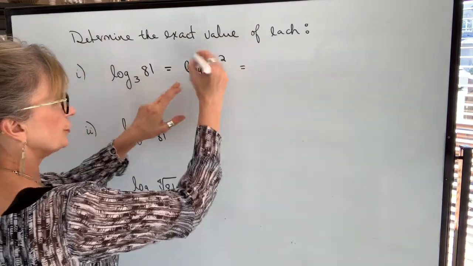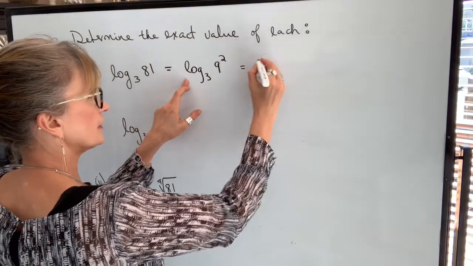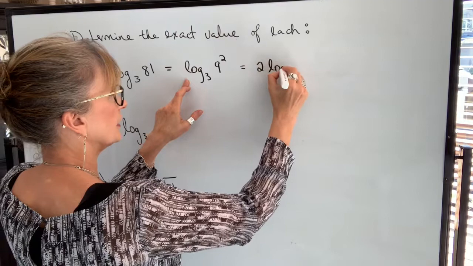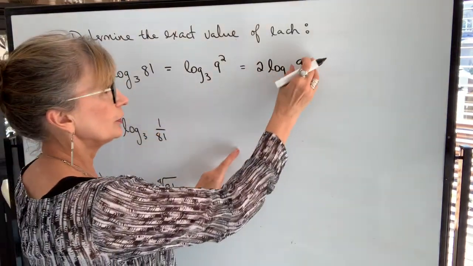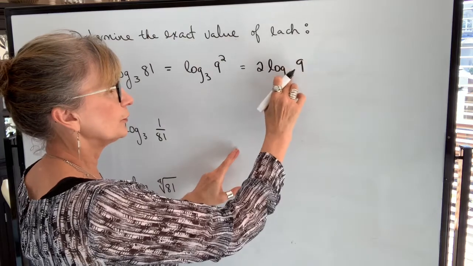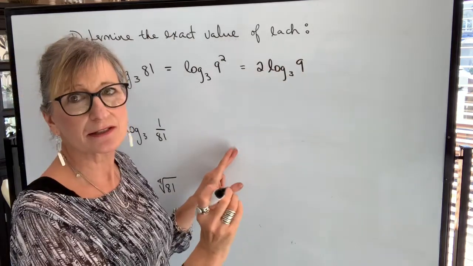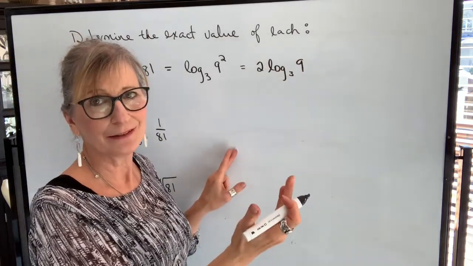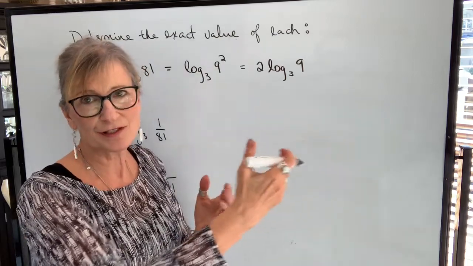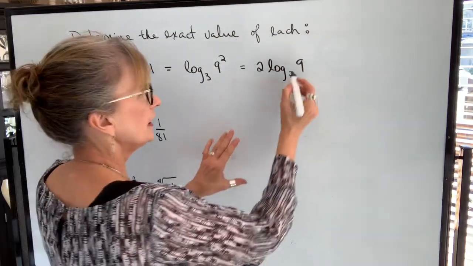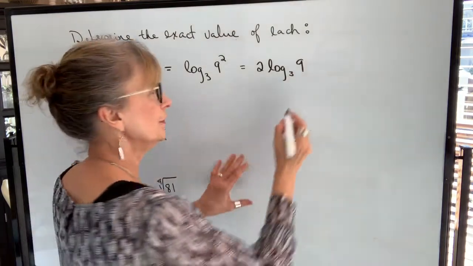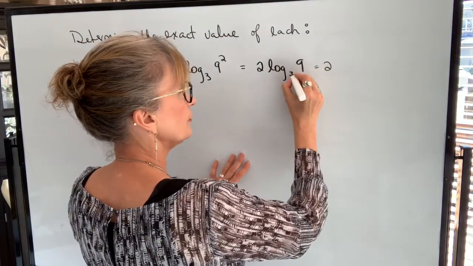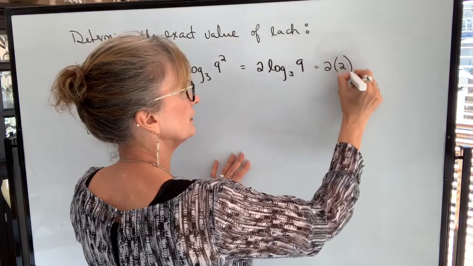Then you could use your third property of logs to write that as 2 times the log of 9. And again, you can break down the 9 if you want, or if you know what the log of 9 base 3 is at this point, you could plug that in. So you can use your properties as much or as little as you want. I think most of you can see that the log of 9 base 3 would be 2. 3 must be raised to the power of 2 to equal 9.